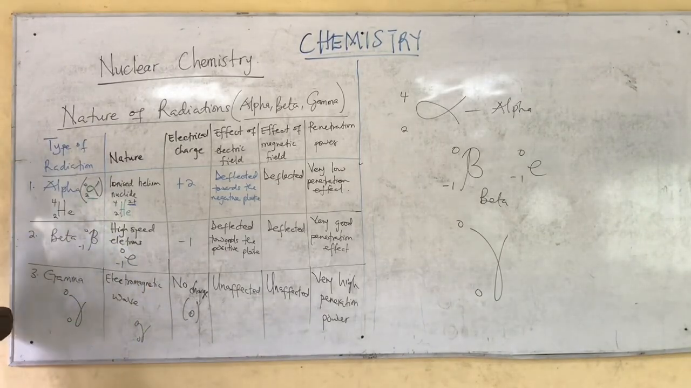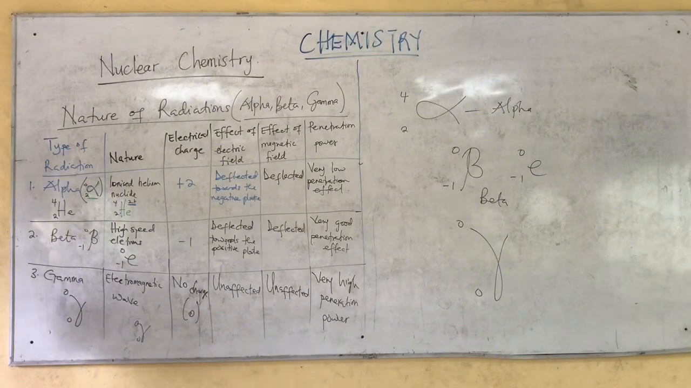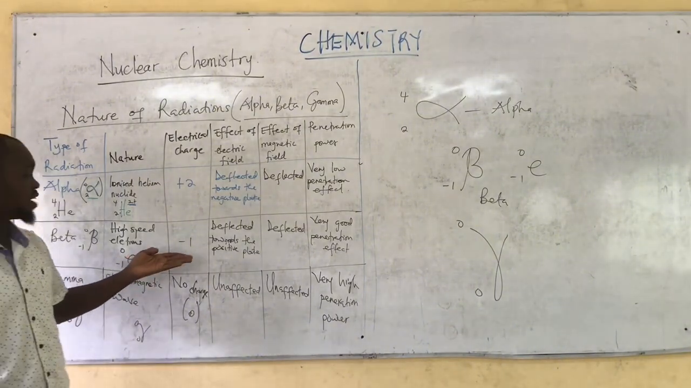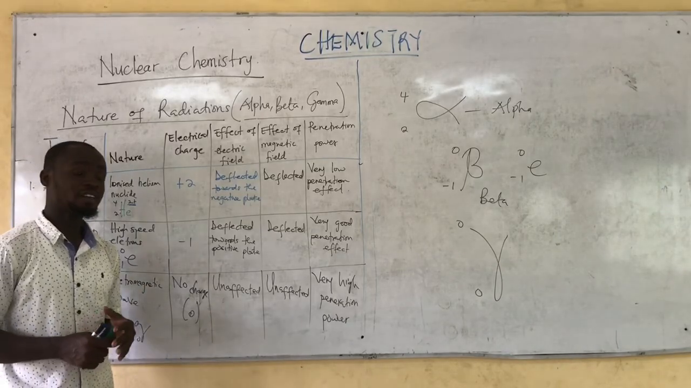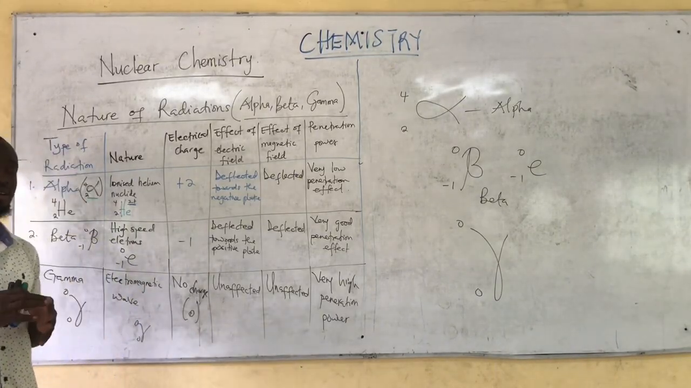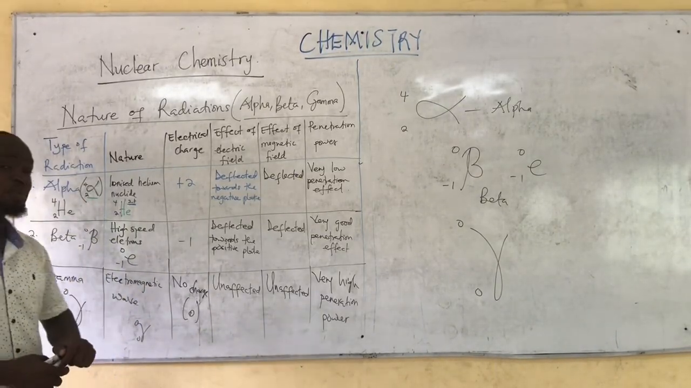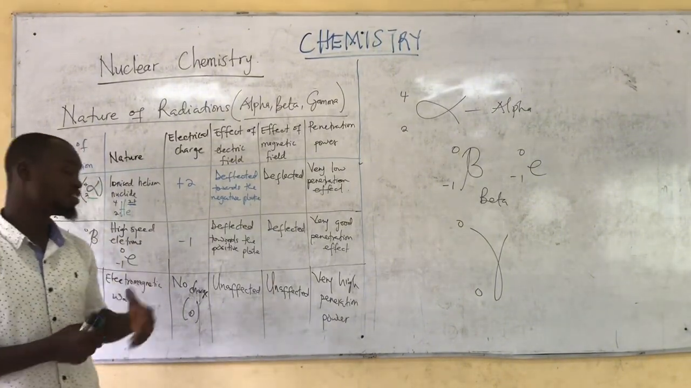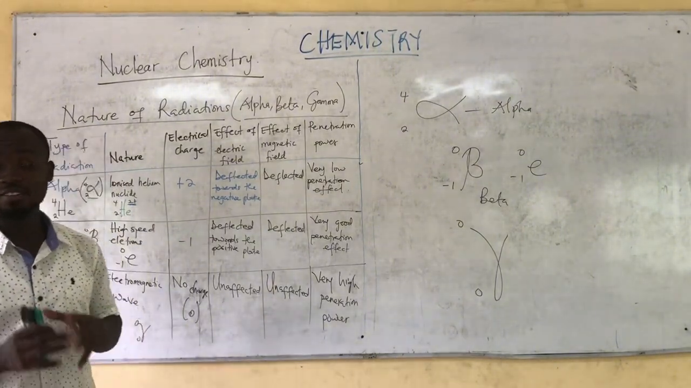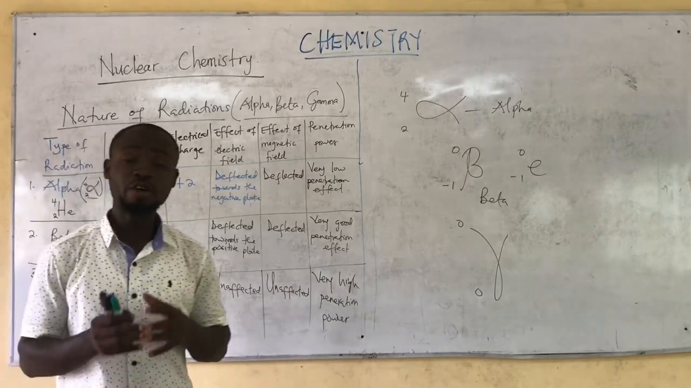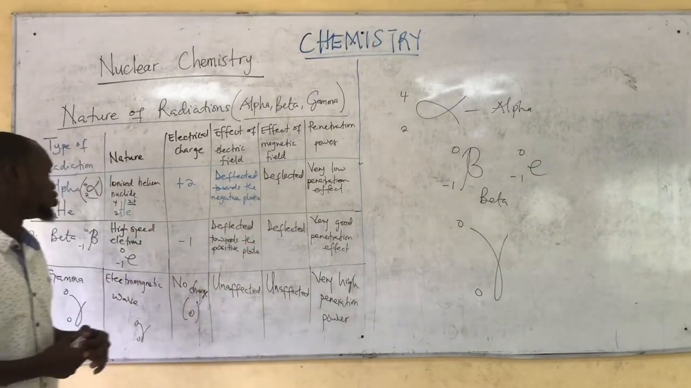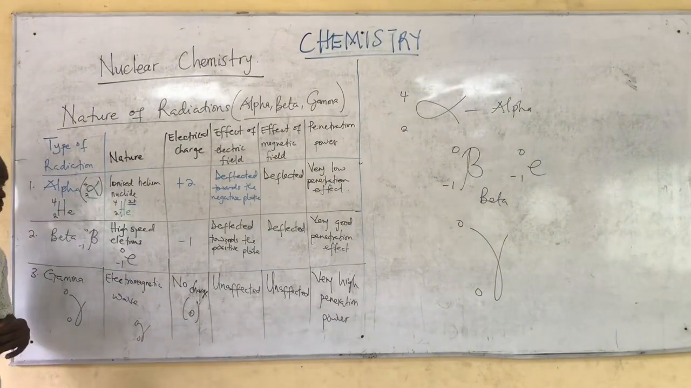The beta radiation is described as a high-speed electron. Its symbol is drawn here. It has an electrical charge of -1. It is deflected more to the positive plate due to its negative nature. Is that okay? In the magnetic field, it is still deflected because it is a charged particle, and it has a very good penetration power compared to the alpha particle due to the mass of the two radiations.